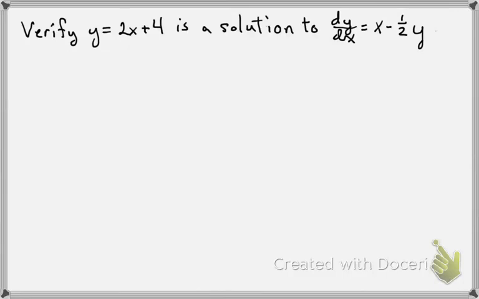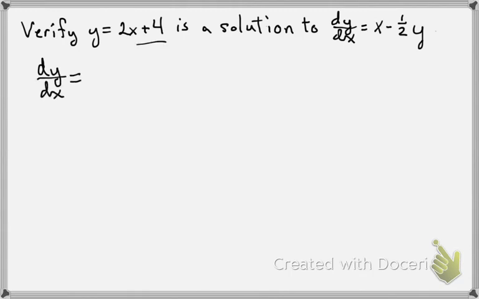We're asked to verify y equals 2x plus 4 is a solution to the differential equation dy/dx equals x minus 1/2 y. We do this via direct substitution. So we know what y is and we know what x is. The only thing we have to calculate is dy/dx. And we'll do that from our equation.